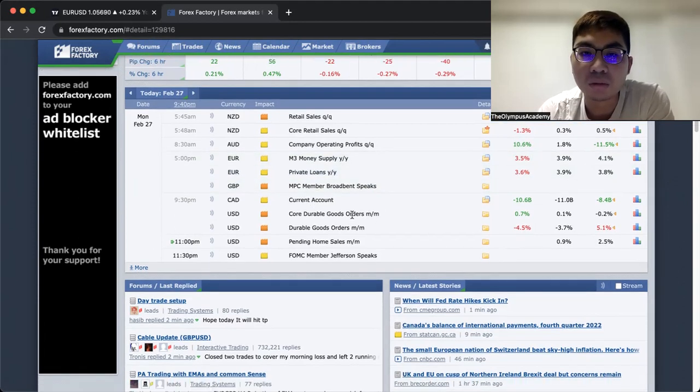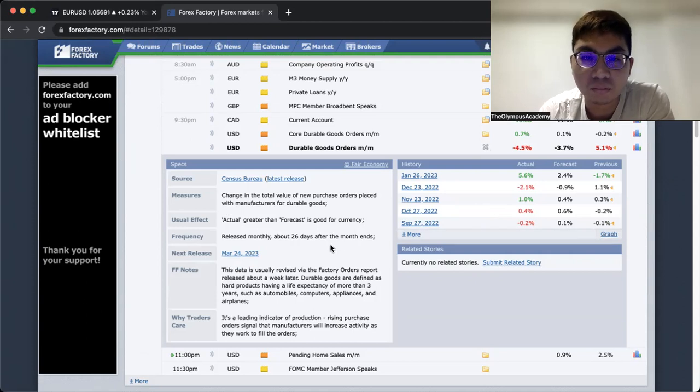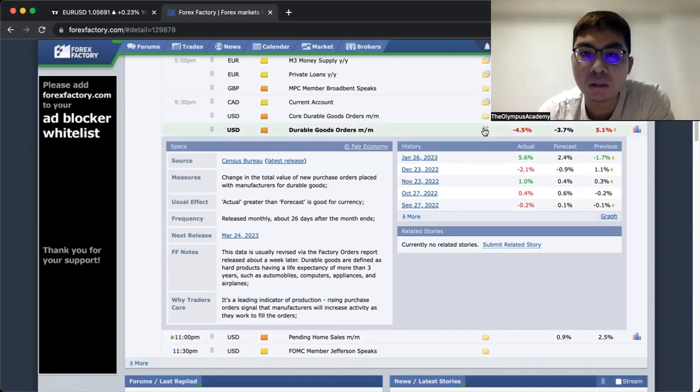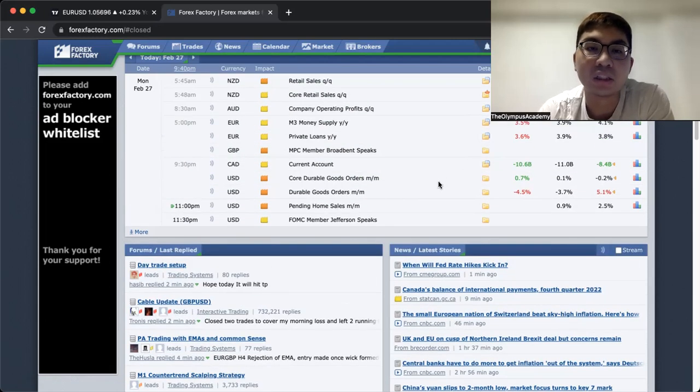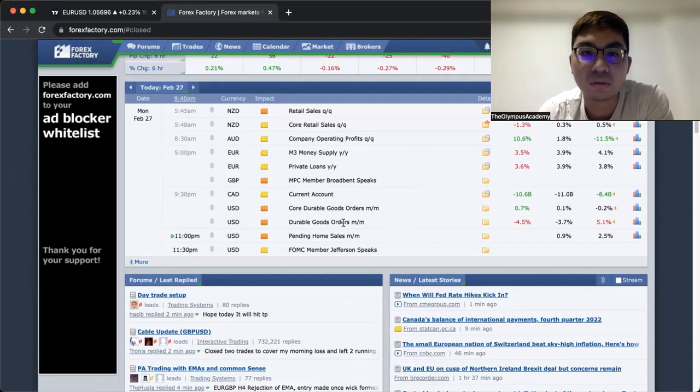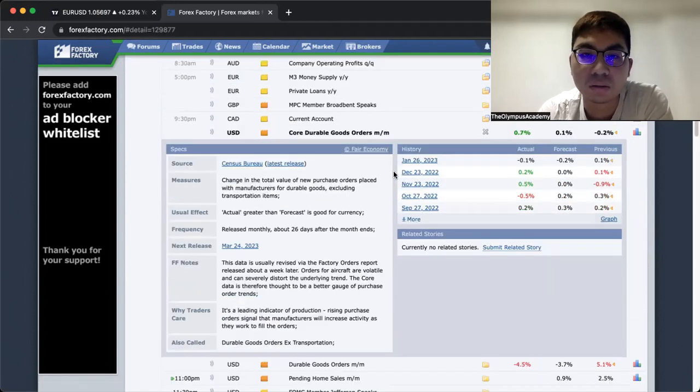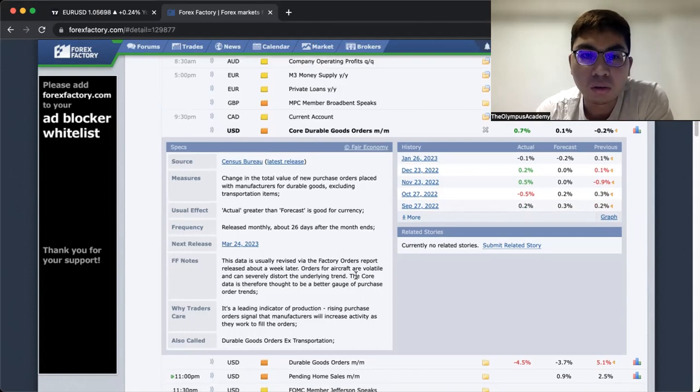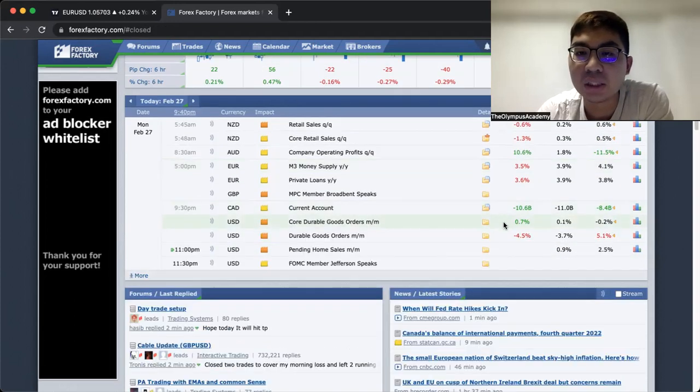So the core durable goods index. If you notice over here, it says the durable goods index is a leading indicator of production, but the United States is actually focused on services instead of production. They actually do a lot of importing from China, Mexico. So the core data is thought to be a better gauge. It's a better indicator of production. So we'll be looking at this. Production actually increased 0.7% versus 0.1% forecasted. And it was also better than the previous results.